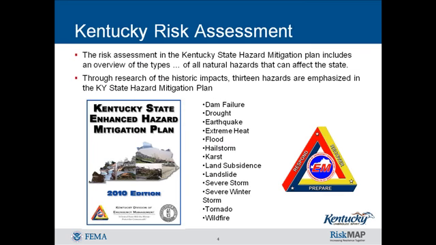The risk assessment in the Kentucky State Enhanced Hazard Mitigation Plan includes an overview of the types of all natural hazards that can affect the state. The state of Kentucky is vulnerable to a wide array of natural hazards which threaten life and property. Through research of the historic impacts, 13 hazards are emphasized in the Kentucky State Hazard Mitigation Plan. The focus of today's lesson will be flooding. Additional modules are available to discuss the other 12 hazards listed.